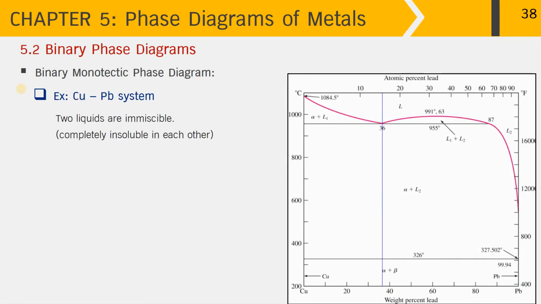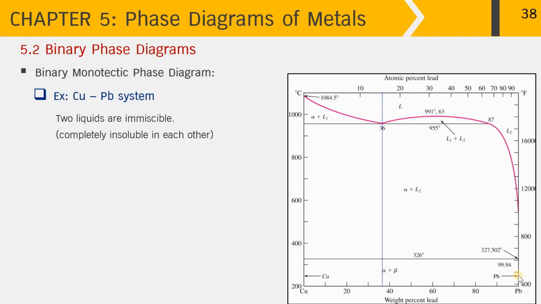And for the last type of binary phase diagram, here we have the monotectic type of copper and lead system. As you can see from the phase diagram over here, we're starting at 100% of copper right here, and 100% of lead on the right based on the weight%. Here is the melting point of copper at 1084.5 Celsius. And down here is the melting point of lead, which is 327.5 Celsius.